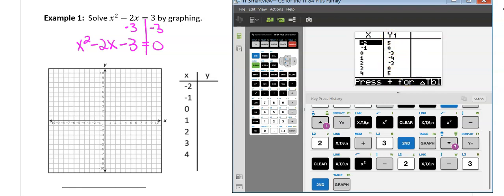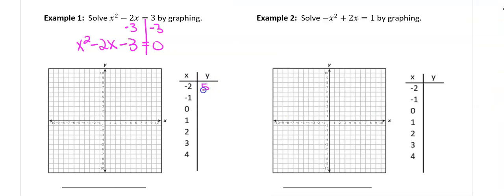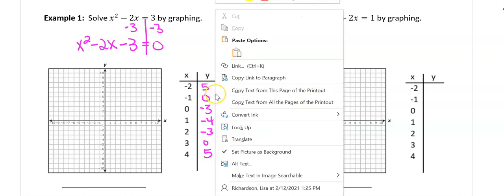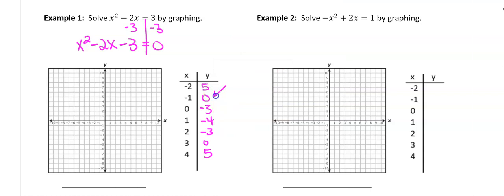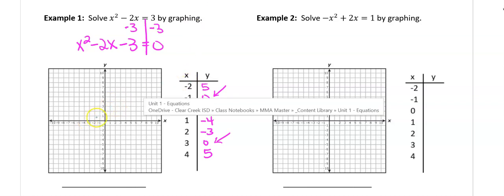I've given y'all the tables to fill out. You might not always have the tables. You might have to sometimes look them up. So our y value was 5. Then we had 0, negative 3, negative 4, negative 3, 0, and 5. And right here we see where y equals 0. That means that's going to be our solutions. That's going to be where it crosses the x-axis. I'm so sorry, I even said it in my head to fix it. So let's go over here and let's plot our points now. Negative 2, 5.